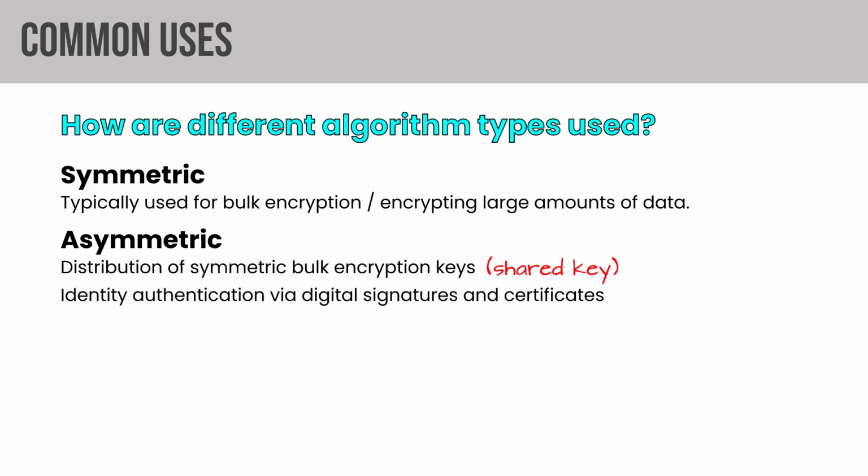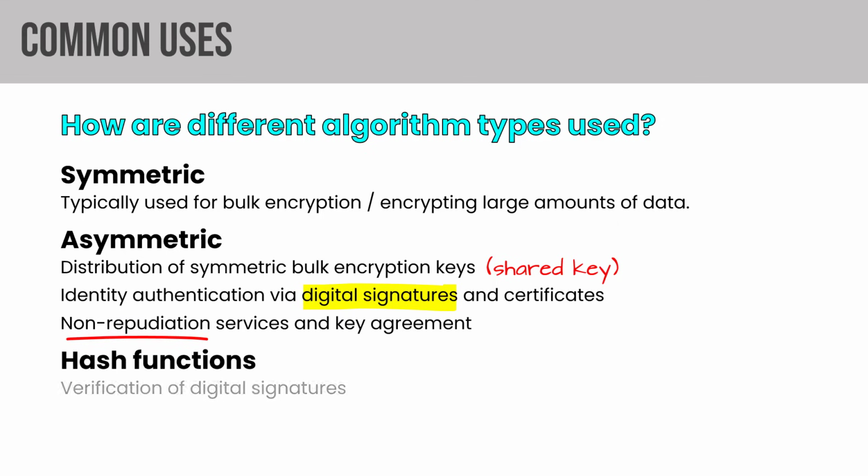And then identity authentication via digital signatures and certificates. You'll hear about both of those, no doubt, on the exam. And when we can verify that a message has come from a source beyond any shadow of a doubt, that's non-repudiation, right? Proving that a message came from a particular source and no other. And asymmetric is going to play a role in non-repudiation. Well, digital signatures will factor, right?